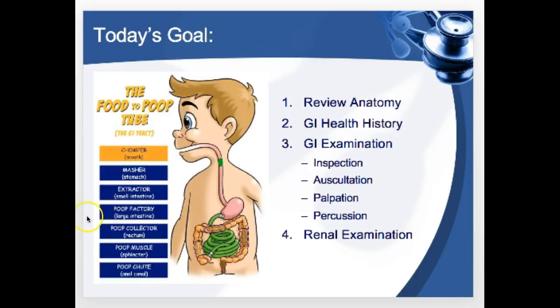So, this is a little bit oversimplified, the food to poop tube, the GI tract, right? The chomper, the masher, the extractor, the poop factory, poop collector, poop muscle, and poop chute. But my son, for some reason, is fascinated with this system, so I had to do this lecture multiple times.